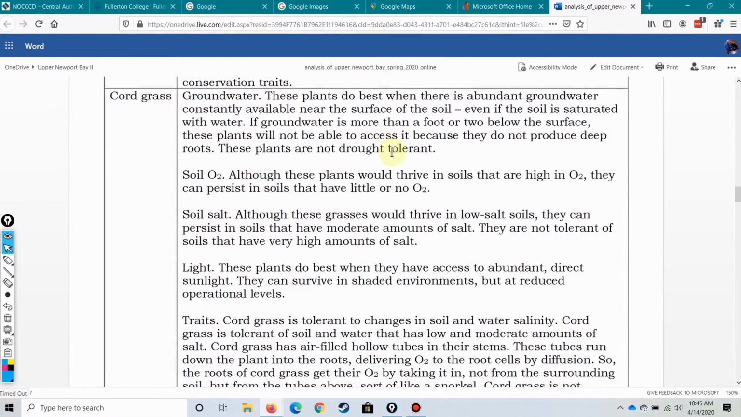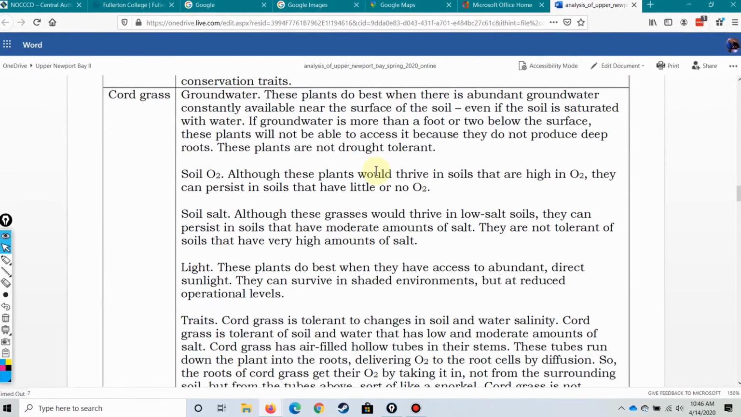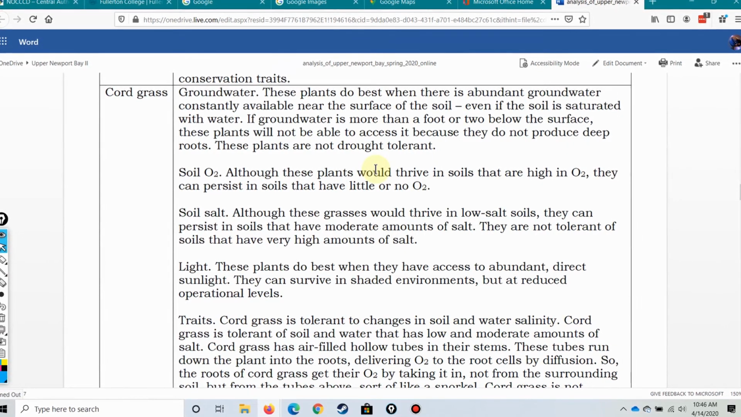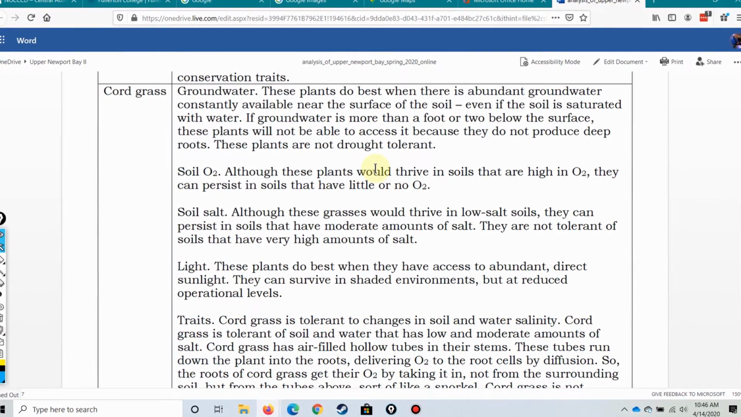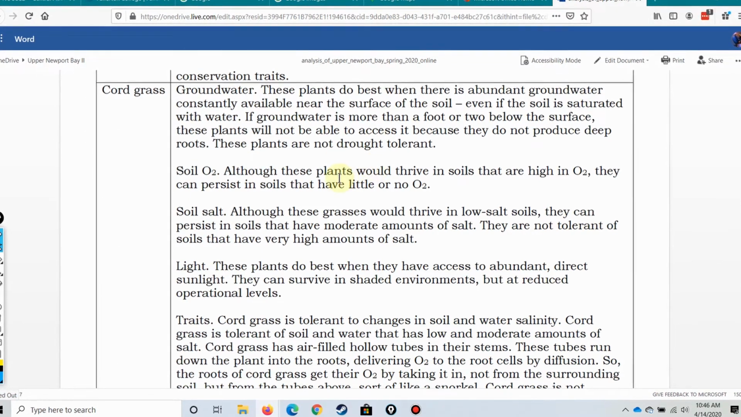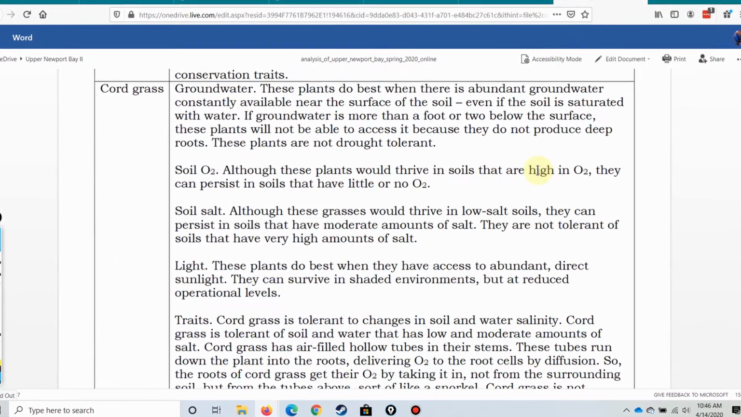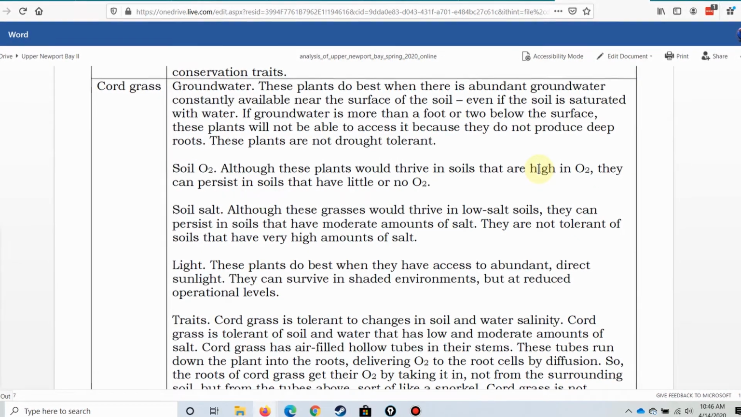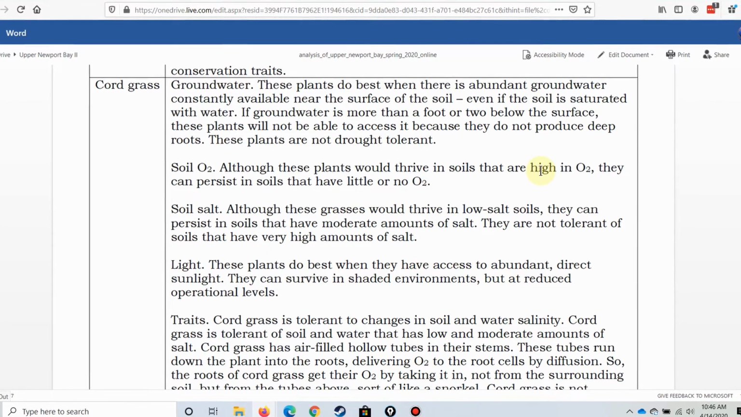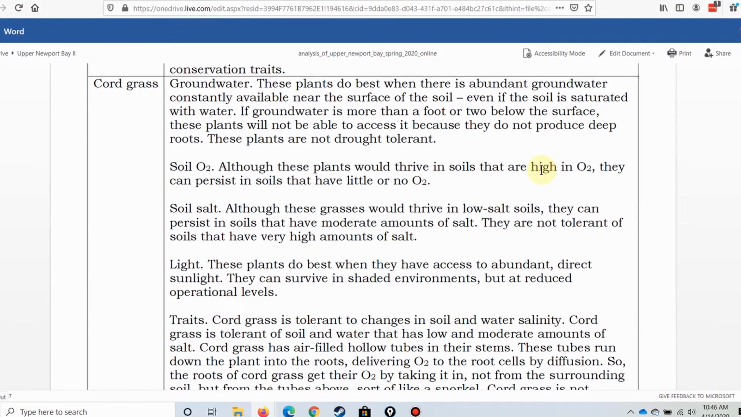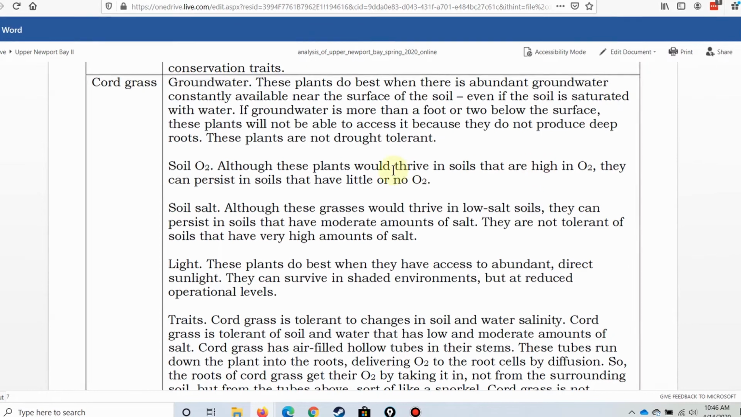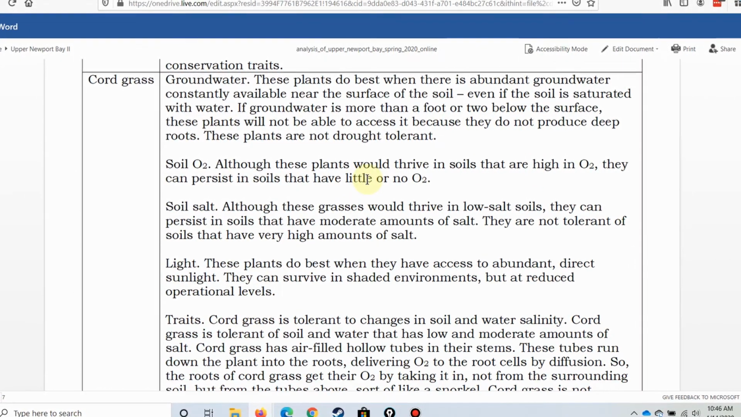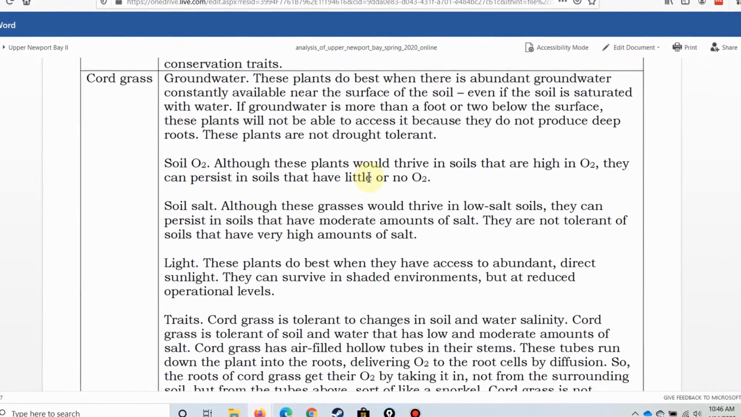They are not drought tolerant, so you're probably not going to find cordgrass in places where the soil is dry or where the groundwater is too deep. They just don't have a way of coping with that. Soil O2, same thing as with the cattails and the sedges from the freshwater marsh. The cordgrass can do fine if there's high amounts of oxygen, but if there's no oxygen in the soil, which is the case in the salt marsh, they can still survive.